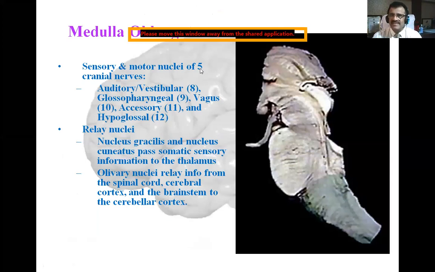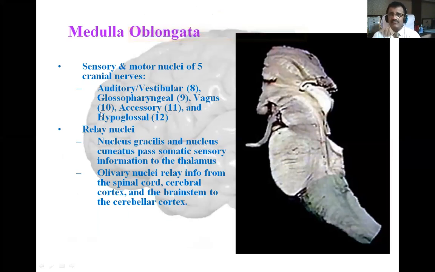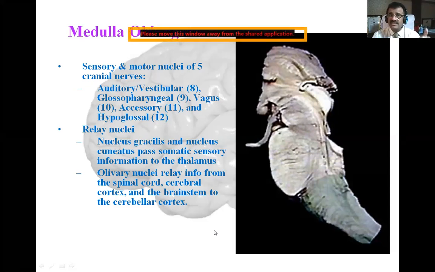Okay, sometimes it is counted as 5 also, but 8 is between pons and medulla oblongata, but actually 4, right, from glossopharyngeal to hypoglossal: glossopharyngeal, vagus, accessory, and hypoglossal. 8 is between pons and medulla oblongata, so it can be counted. And relay nuclei, say nucleus gracilis and nucleus cuneatus, pass somatic sensory information to the thalamus, and nuclei relay information from the spinal cord, cerebral cortex, and the brainstem to the cerebellar cortex.